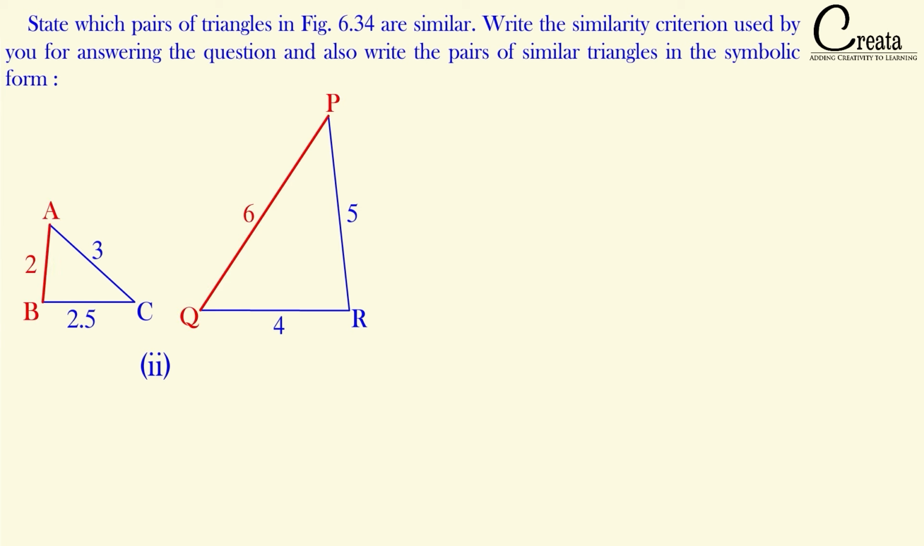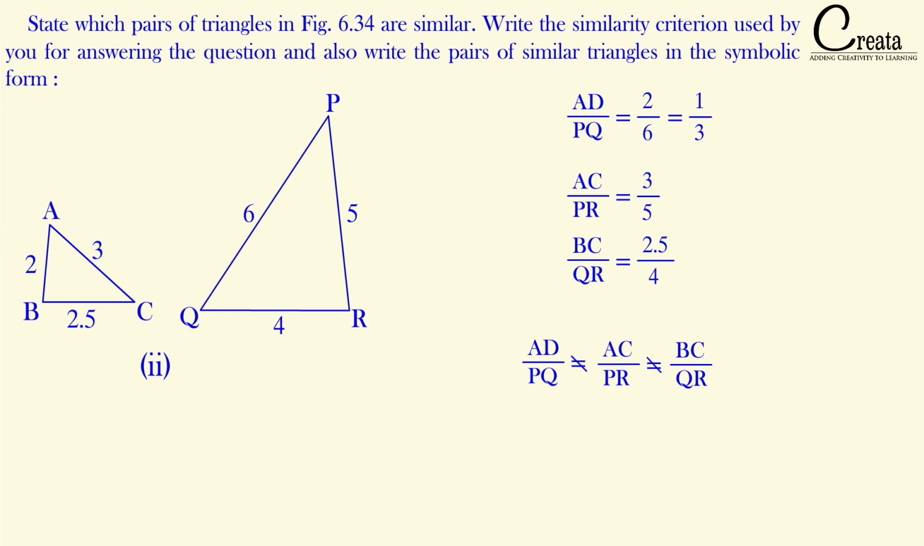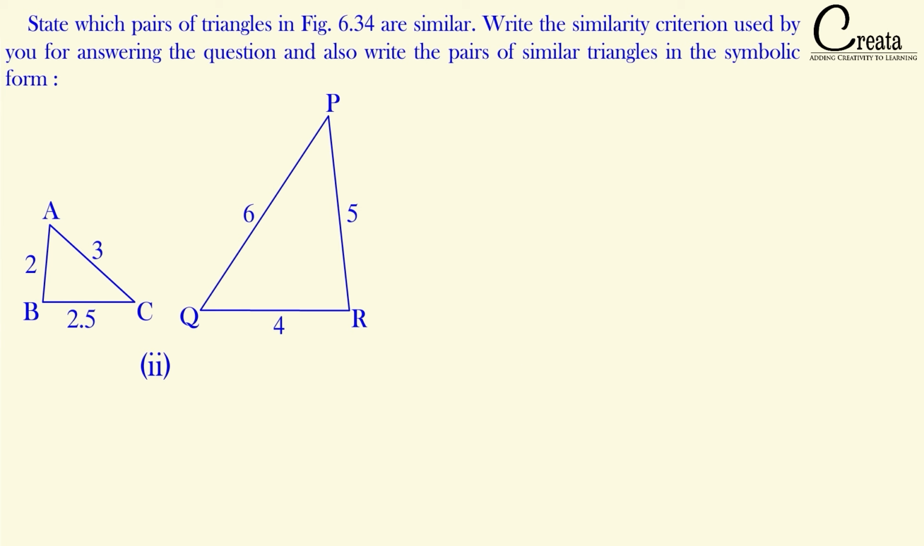Here if we take AB and PQ, that will be 2 by 6, that is 1 by 3. If we take AC by PR, it will be 3 by 5. And if we take BC by QR, it will be 2.5 upon 4. So basically by looking, we can say both the triangles are not similar to each other. But this question is having a trick. The trick is that the right hand side triangle, that is the triangle PQR, is shown in the rotated form.